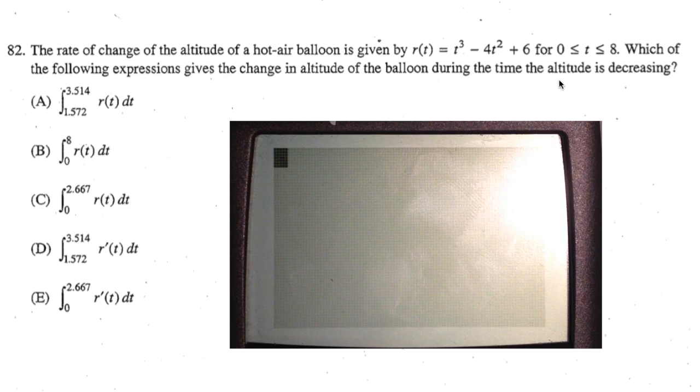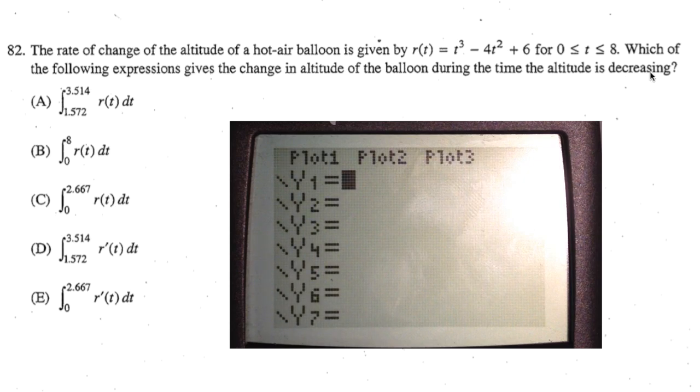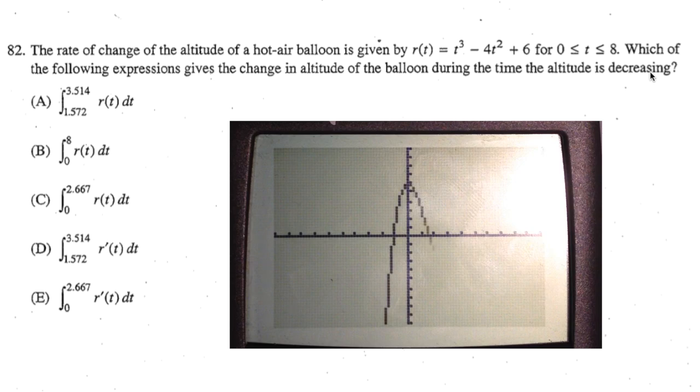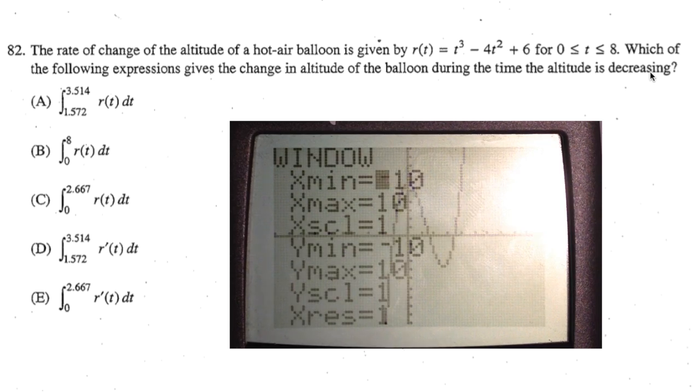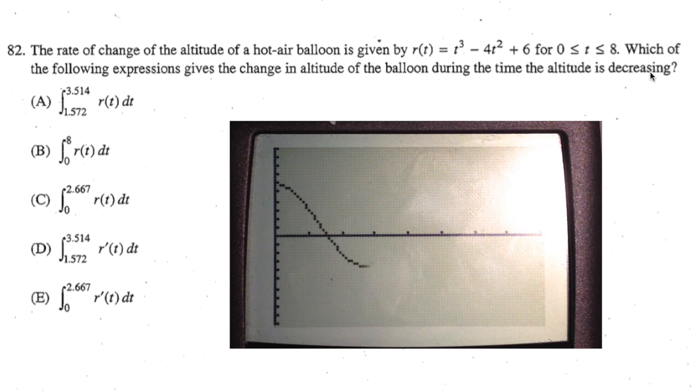So basically what this question is asking you to recall is curve sketching knowledge for the first part, because it's asking for the change of altitude when it's decreasing. The first thing we want to do is plug this function into our calculator and graph it. Then we make the window fit the intervals it gives us, from 0 to 8.